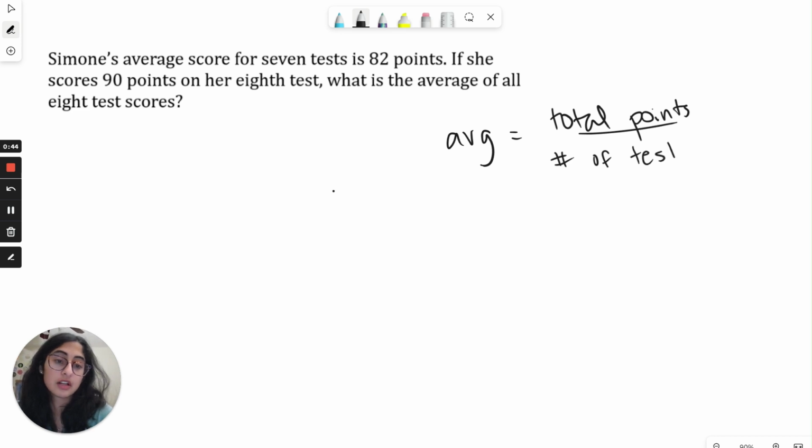So for example, let's say you took 2 tests. On the first one, you got 100. On the second one, you got an 80. Well, your average would just be your total points, which is 180, divided by the number of tests you've taken, which is 2, and so your average would be 90. So we're going to approach this problem similarly.